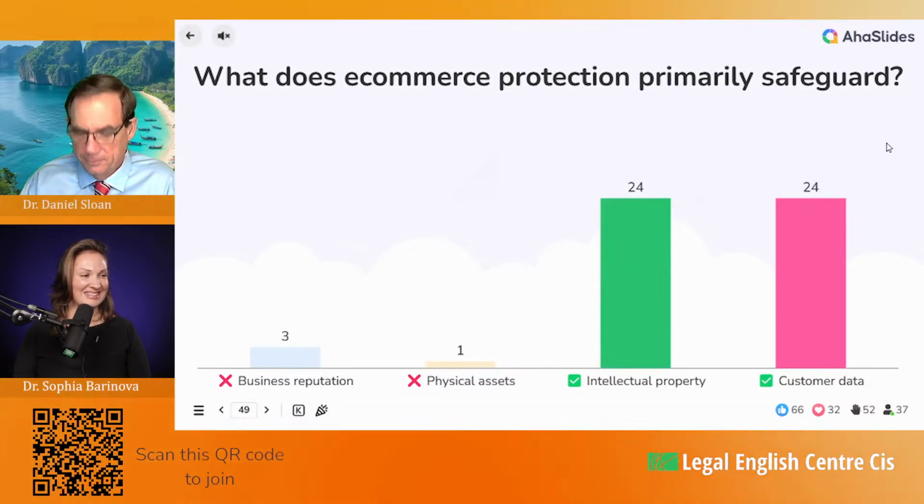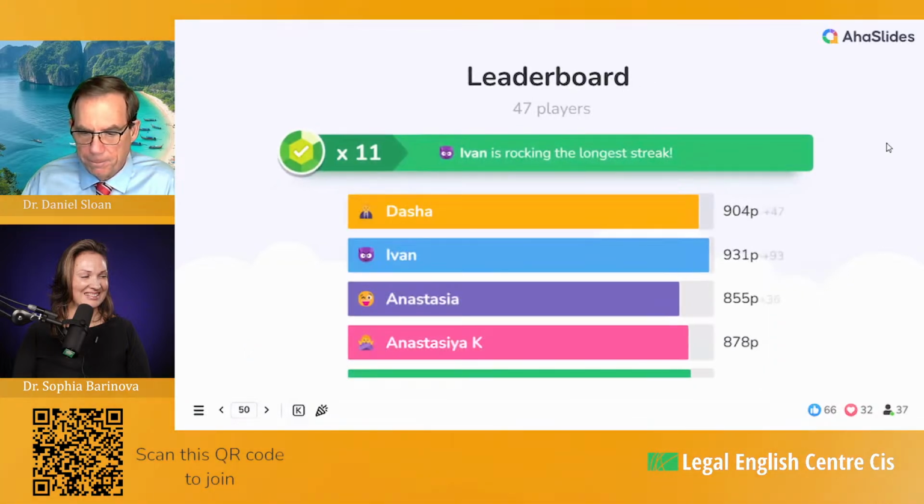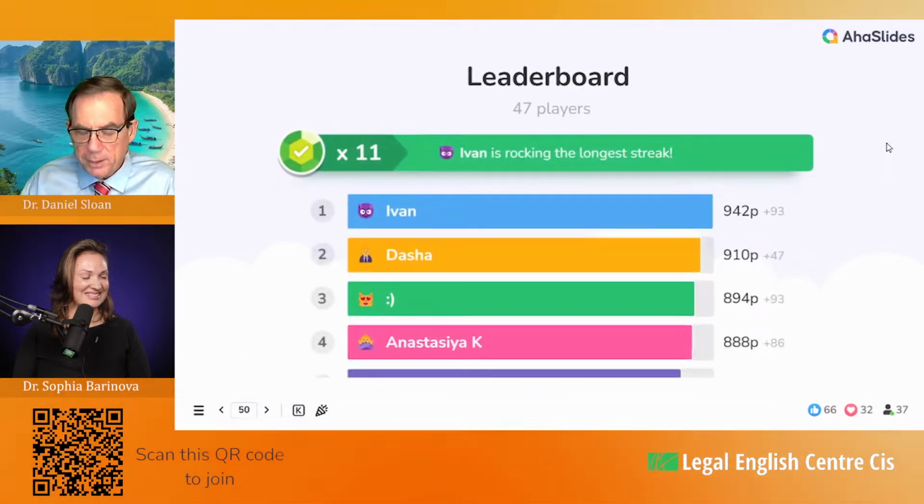Okay. So we have 24 and 24. You guys got that pretty well. Looks like we have a new leader. Ivan jumped out ahead there on that one. Got 93 points, which pulled his score way up.